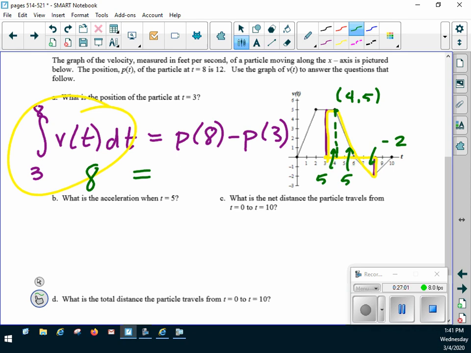I'm told that P of 8 is 12. So what is P of 3? 4. P of 3 is 4. Now, do we have any units here? The position at 3 seconds is 4 feet.